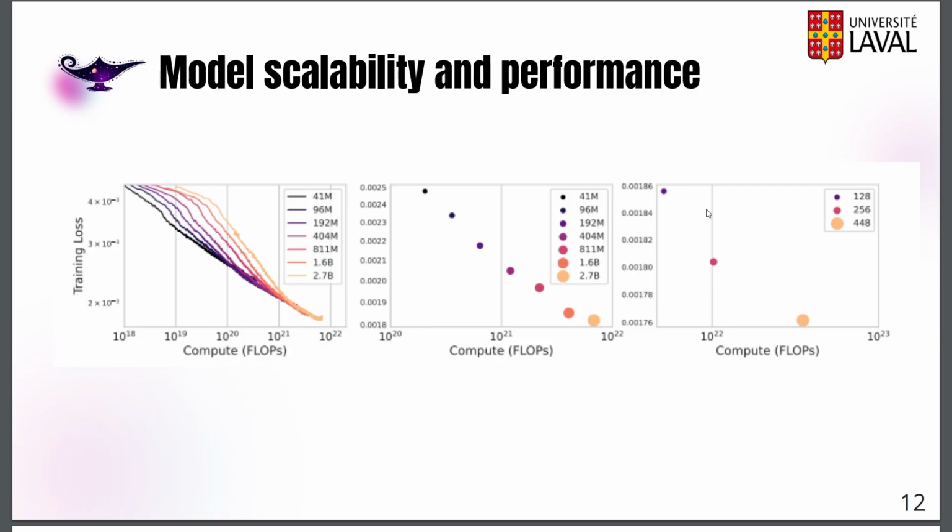This slide is demonstrating that the Genie model scales very well with the addition of more model parameters. We can see that the training loss decreases with an increase in model size overall. Additionally, increasing the batch size leads to better model performance as well.